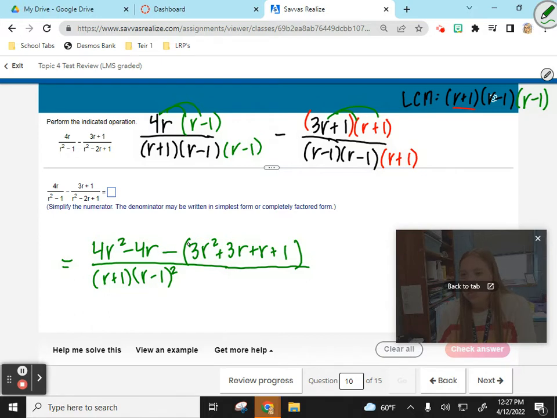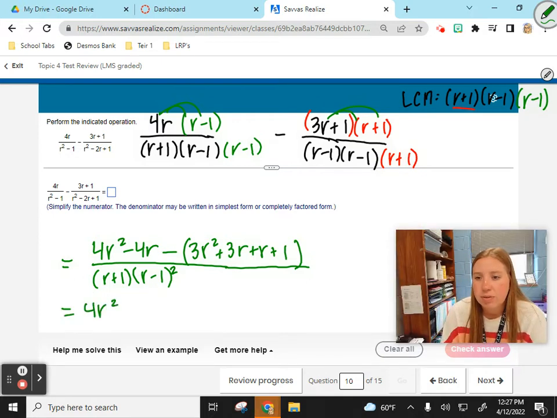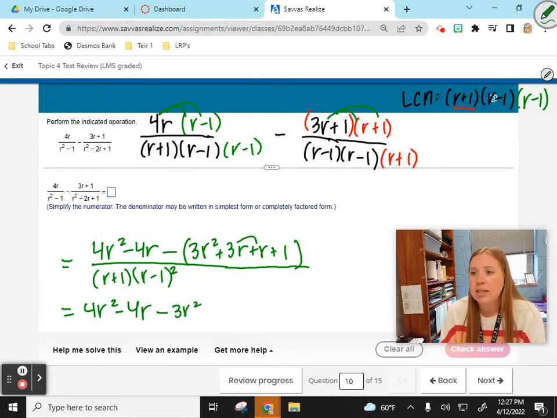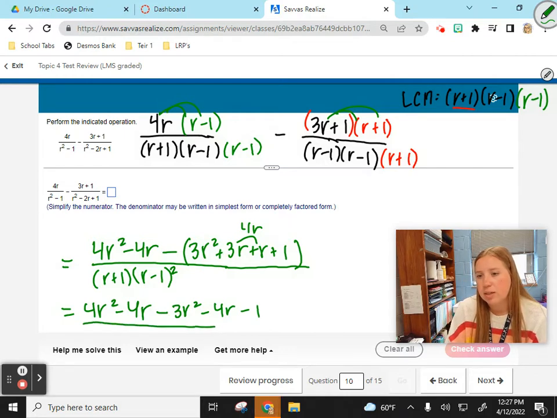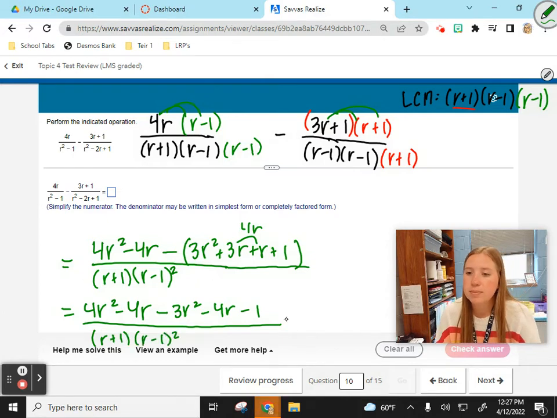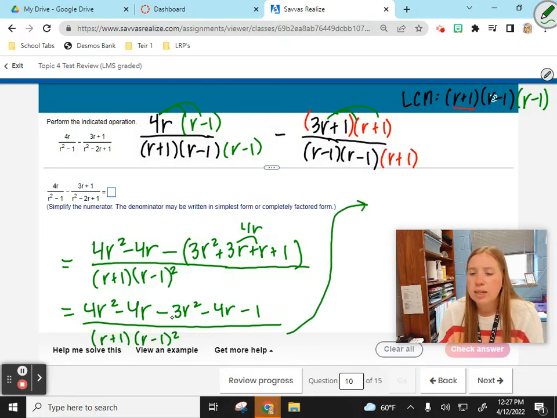And now we got to simplify here. That's going to be 4r squared minus 4r minus 3r squared. This plus this is 4r, but I'm subtracting it, minus 4r. And then 1, it's going to turn into minus 1. My LCM is still r plus 1 times r minus 1 squared. And then the last thing we want to do is simplify this. Well, yeah. 4r squared minus 3r squared is just r squared. 4r minus 4r is minus 8r minus 1 over the LCM.